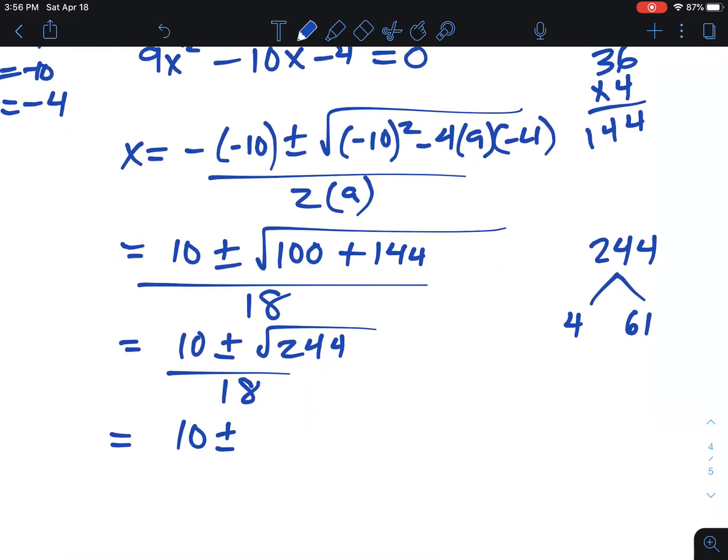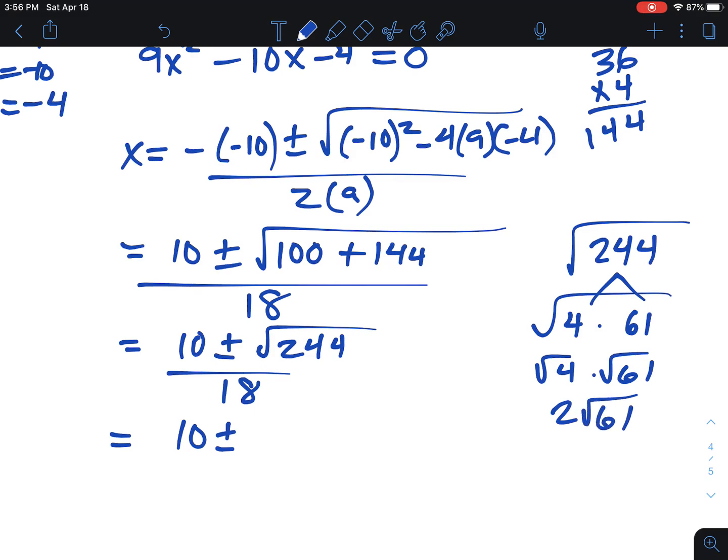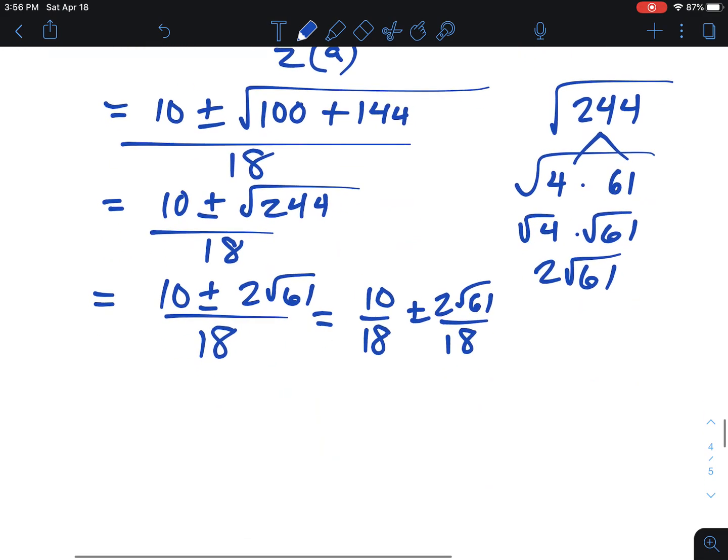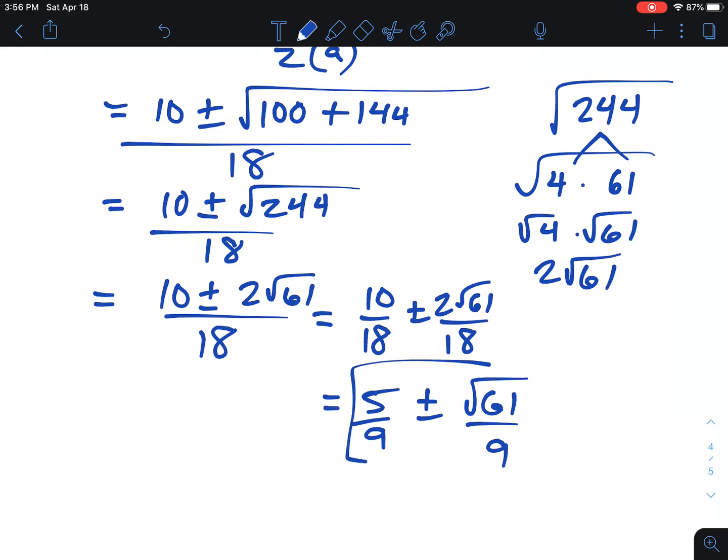So that would be 10 plus or minus, that's square root of 4 times square root of 61, which is 2 square root of 61. So 2 square root of 61 all over 18. And then we can go a little bit simpler here if we just divide everything by 2. Because if this is 10, I'll split it up first. 10 over 18 plus or minus 2 square root of 61 over 18. And then just simplify your fractions. So the first fraction, they're both even. We can call this 5/9 plus or minus square root of 61 over 9.